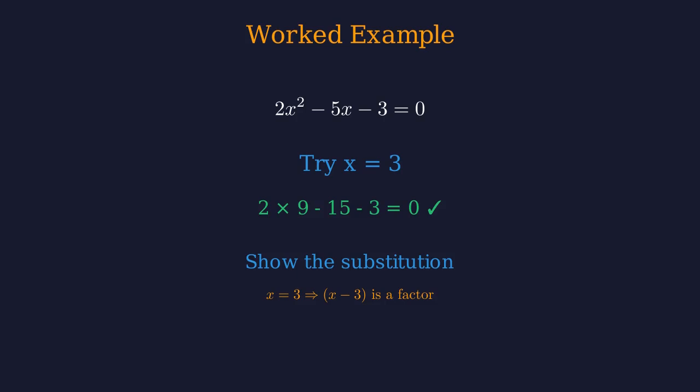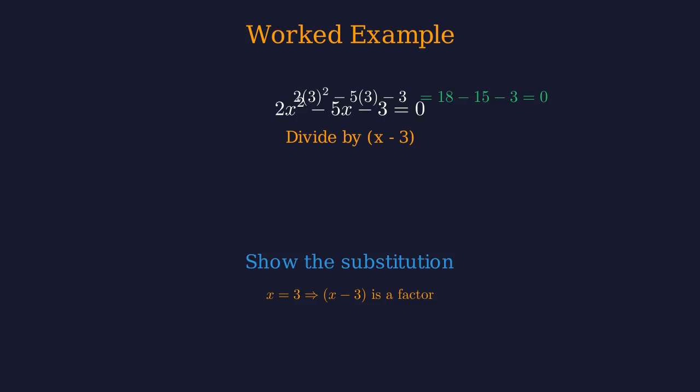Why does that help? Because if x equals 3 is a root, then x minus 3 is a factor. Working backwards, dividing the quadratic by x minus 3 will give you the other factor. So, your written steps should show the substitution. 2 times 3 squared minus 5 times 3 minus 3 equals 18 minus 15 minus 3 equals 0. And then state you divide by x minus 3. That's a clear chain of reasoning the marker can follow.